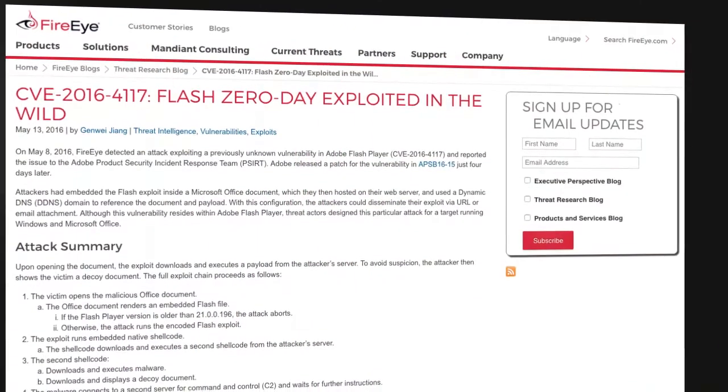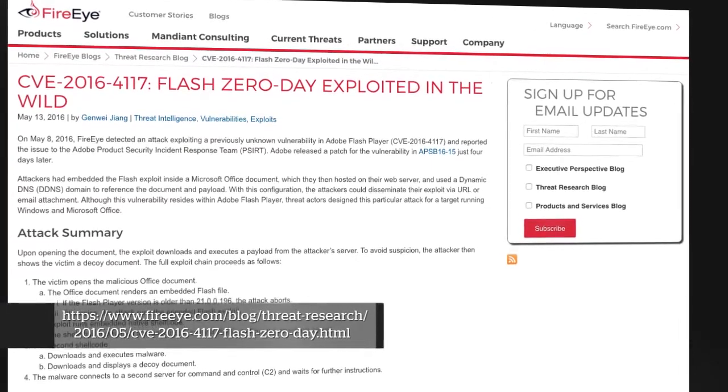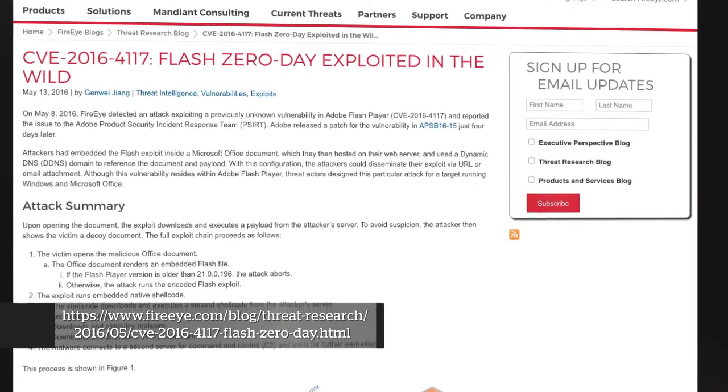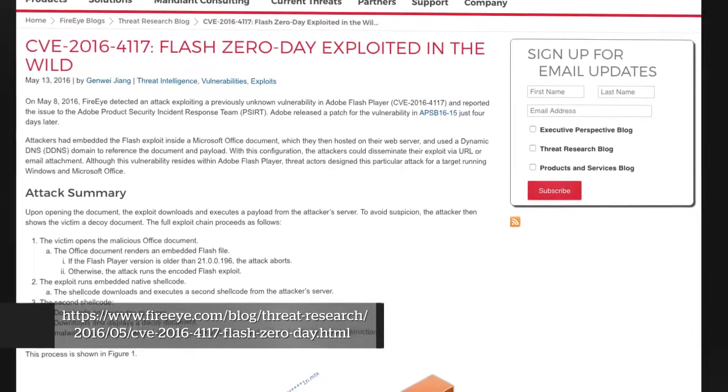So we'll start off today with Jim. Jim, looks like there's a new Flash 0 day. Care to tell us all about it? This one is getting a little bit of attention here. On the 8th of May, FireEye detected an attack that was actively exploiting a new 0-day vulnerability in the Adobe Flash Player. And within 4 days, Adobe released a new patch for it.